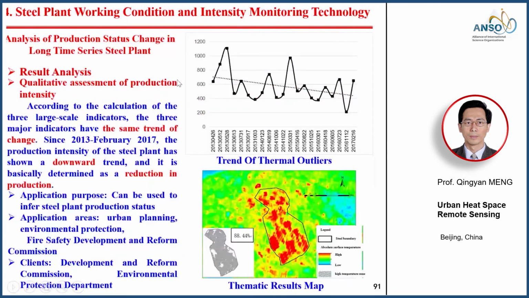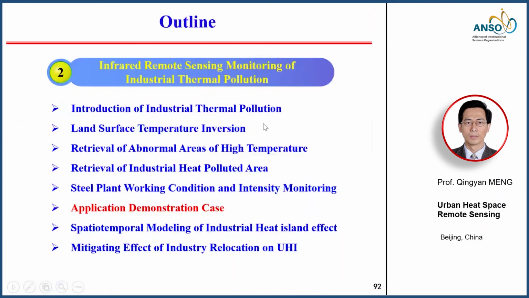And then we can study and quantitatively assess the production intensity. Okay, from this year to this year, the production intensity of the steel plant has shown a downward trend, and we can basically decide it is in the process of reduction of production. And just like this, it can be used.